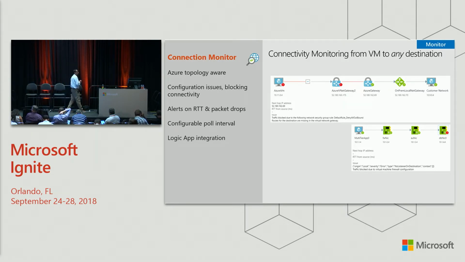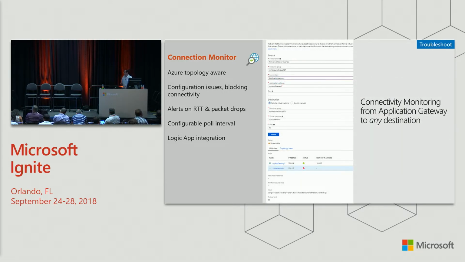You can schedule Connection Monitor tests on a routine basis. You can set it in multiples of a minute. You can also set alerts on round trip time and packet drops. Should you choose to integrate this data, as with all our network monitoring solutions, you can integrate it with Logic Apps. Now, you can run this test from any VM or any application gateway in Azure to any destination. A destination here being a combination of an IP address and a port.